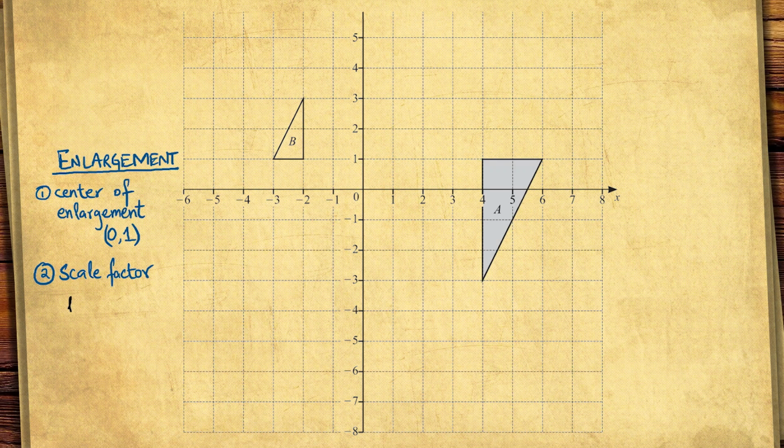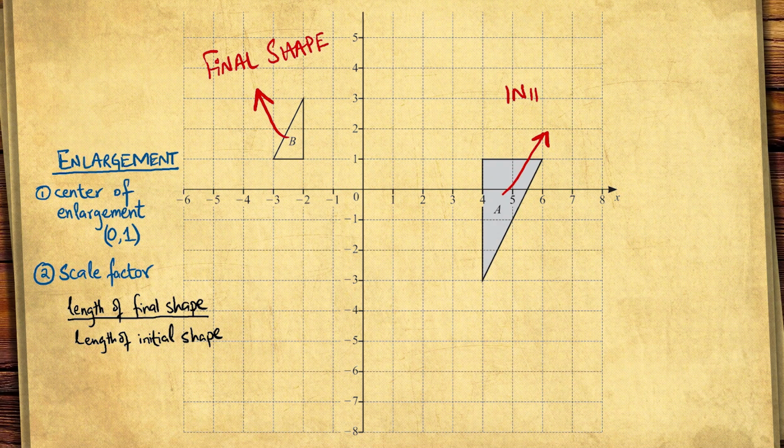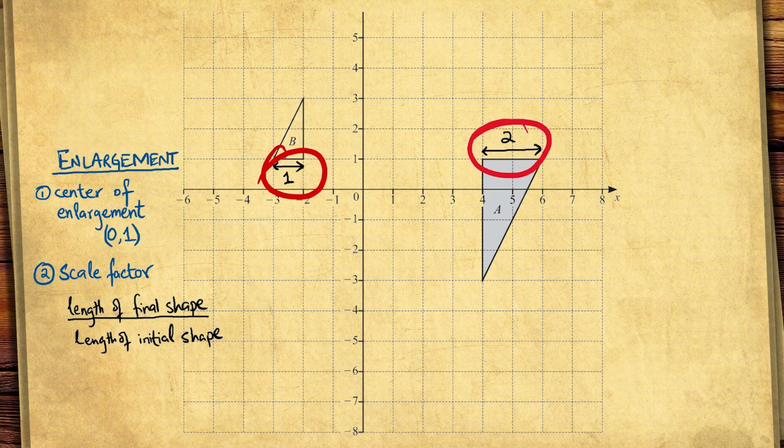And the next thing that we need to find out in enlargement is the scale factor of the enlargement. And to do that, we need to divide the length of final shape with the length of the initial shape. Now triangle A is transformed into triangle B. That means triangle B is the final shape and triangle A is the initial shape. And this length in triangle B is the same as this length in triangle A. So these two are corresponding lengths in these triangles.